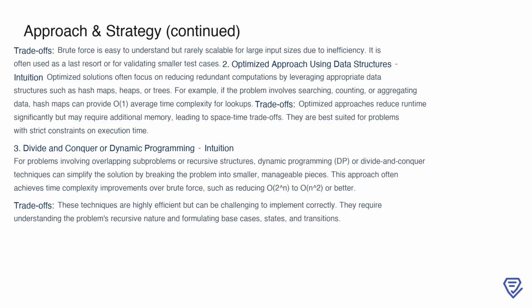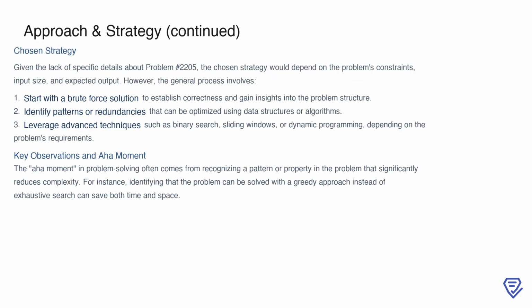The choice of strategy for solving problem number 2205 ultimately depends on the specific constraints, input size, and desired output. A general roadmap involves starting with a brute force solution to verify correctness and gain insights into the problem. From there, we look for patterns or redundancies that can be optimized using data structures or algorithms. Finally, we consider advanced techniques such as binary search, sliding windows, or dynamic programming, depending on the requirements.